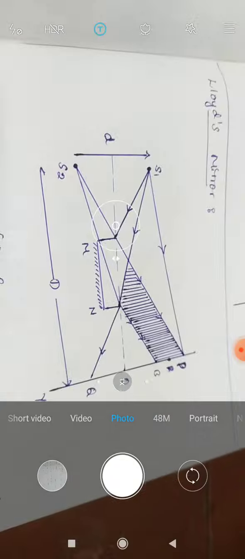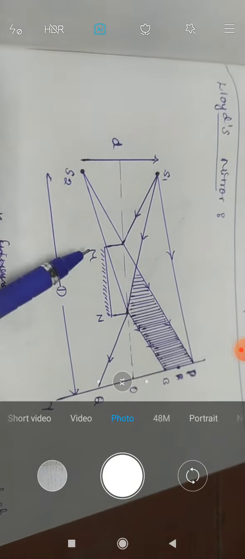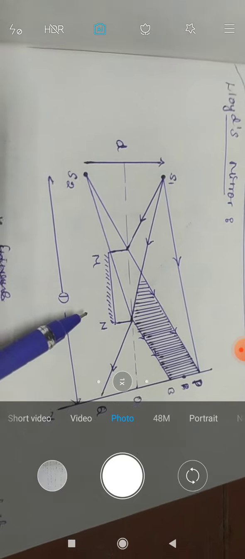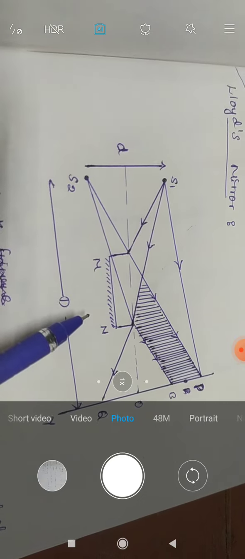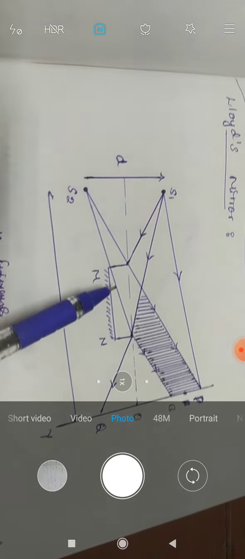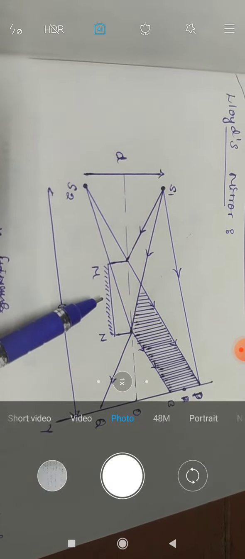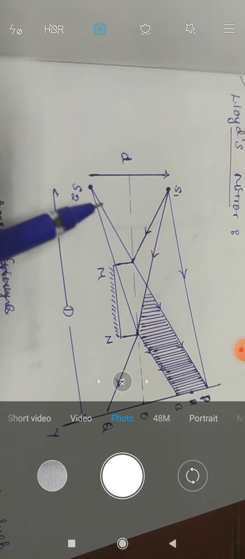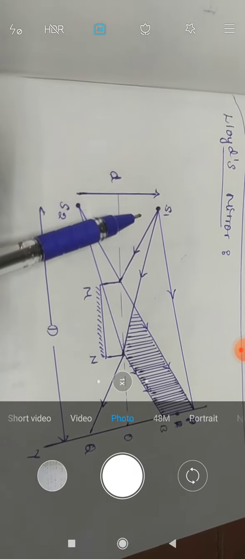Here, the arrangement consists of a plane mirror MN. It is polished on the front surface and painted black at the back to avoid multiple reflection. Here the front surface of the mirror is polished and the back surface of the mirror is painted black to avoid multiple reflection.